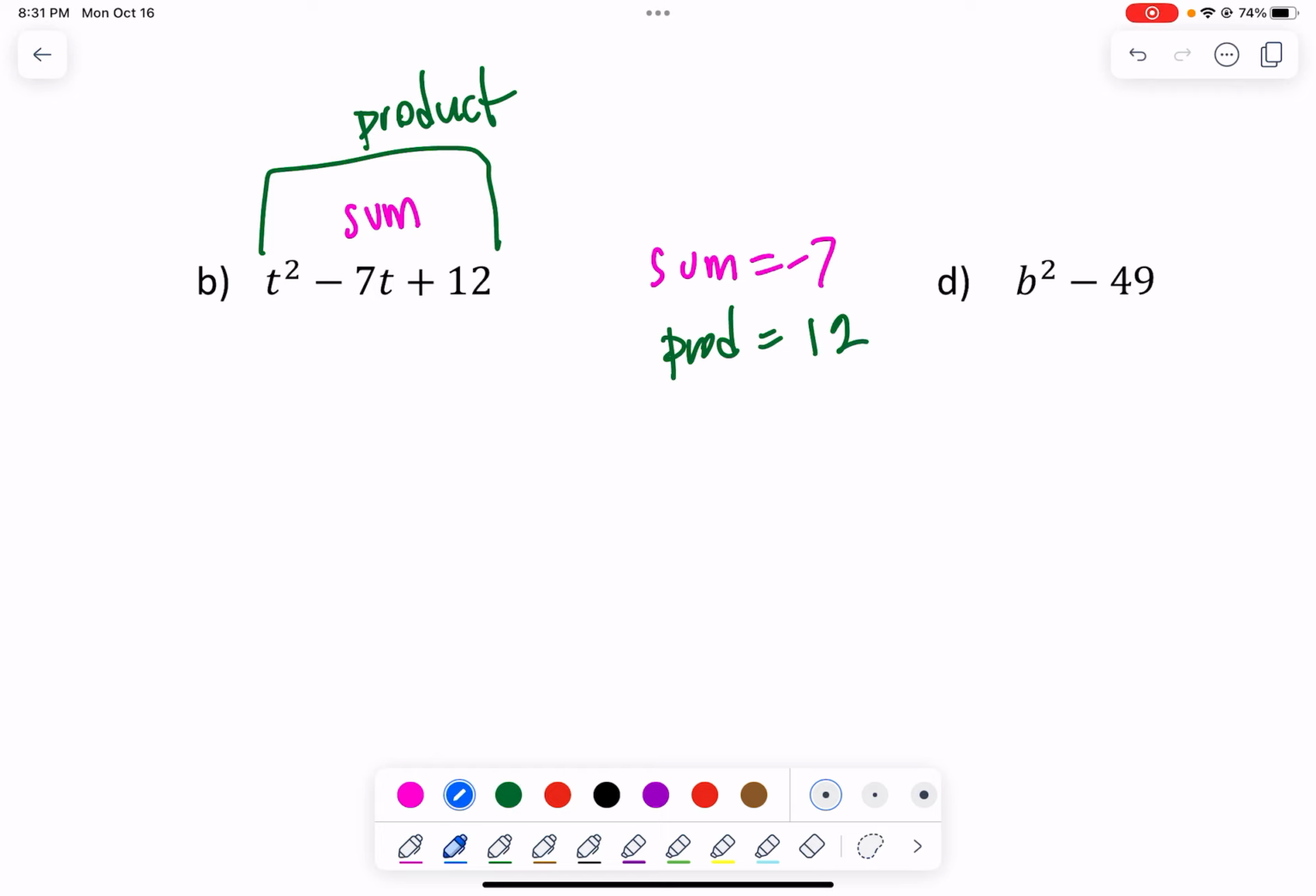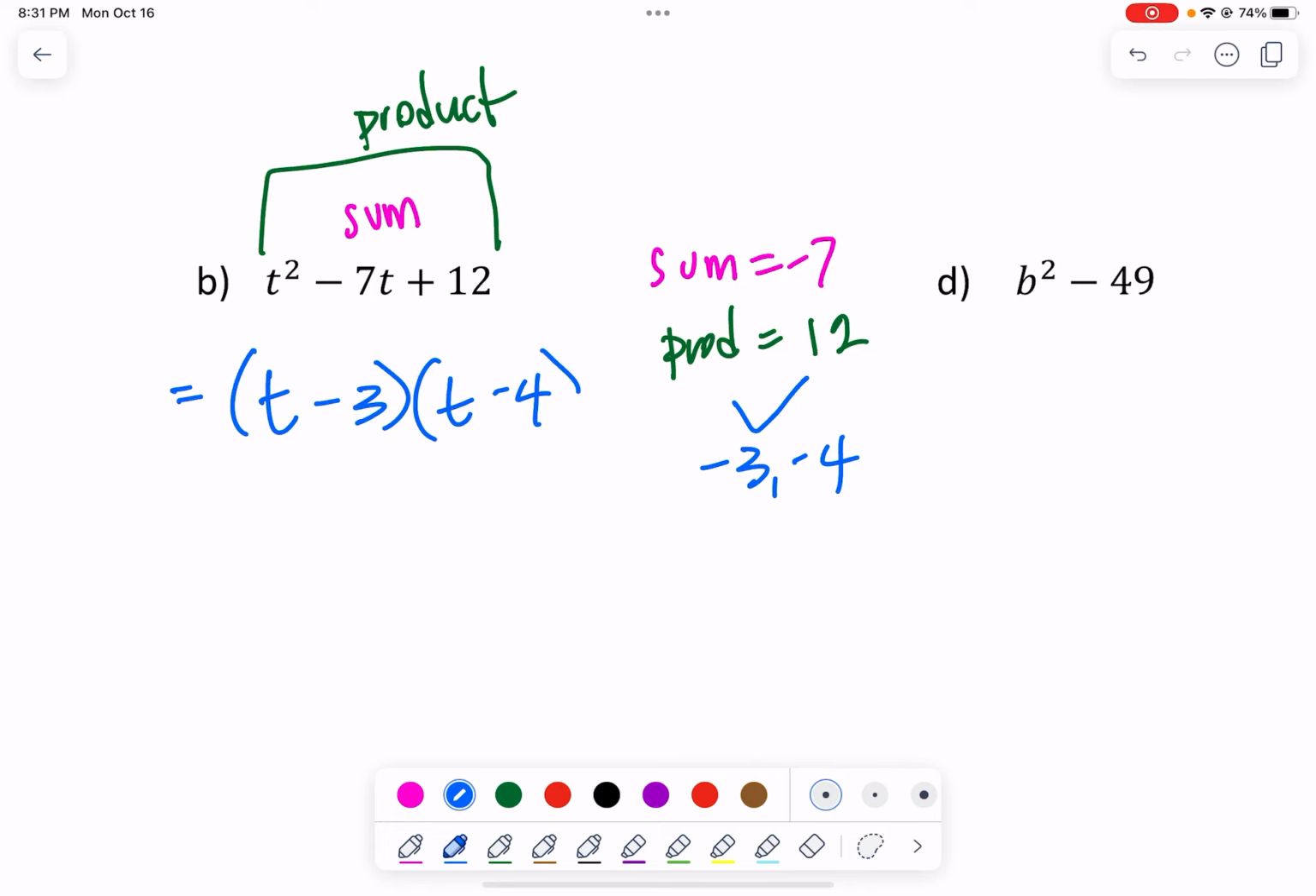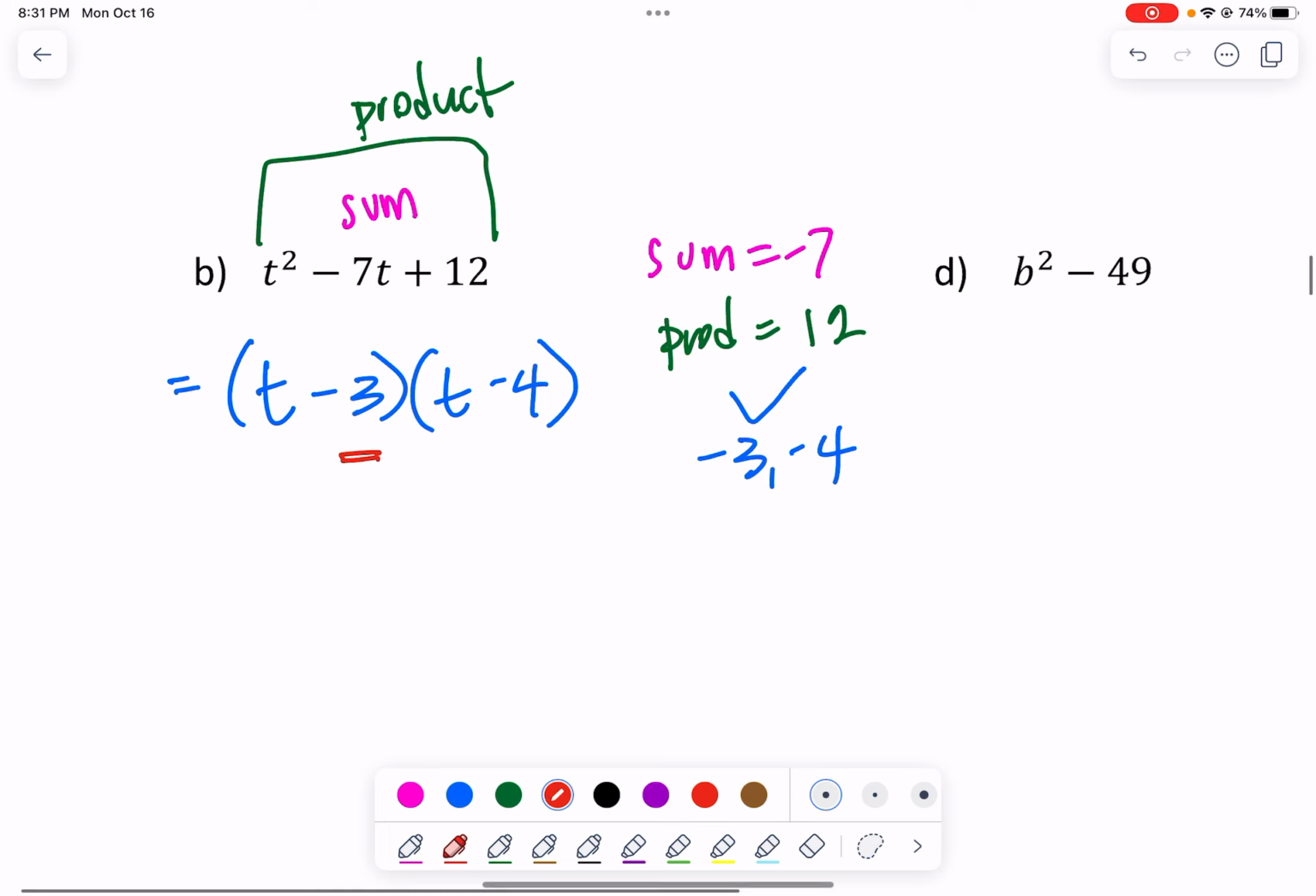So we need two numbers that when we multiply give us 12, and when we add give us minus 7. So those two numbers are going to be minus 3 and minus 4. So I can write this directly as t, and I write my t's with the tail on it, or the bum, just so that it doesn't look like a plus. So t minus 3 and t minus 4. These numbers are directly the two magical numbers.